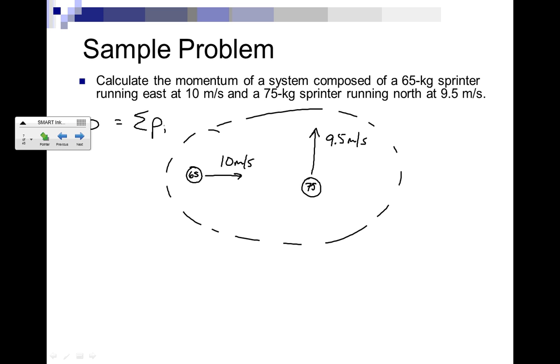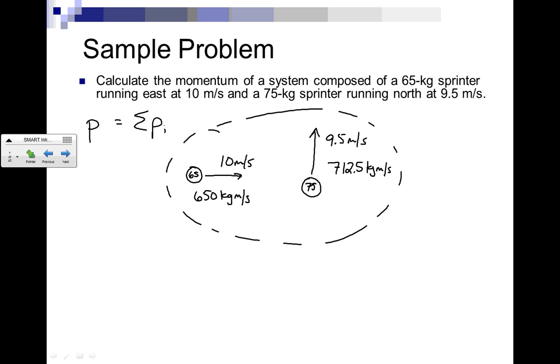Well, we already calculated this guy. This guy's got a 650 kilogram meter per second momentum. What about this guy? 75 times 9.5, 712.5 kilogram meter per second. Now our equation says that the total momentum of a system is equal to the sum of its individual parts. Can we add these two things together? No. Why not?